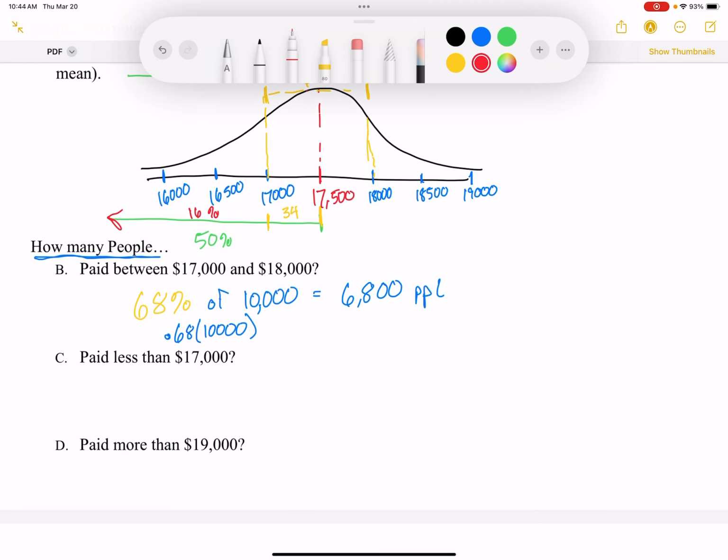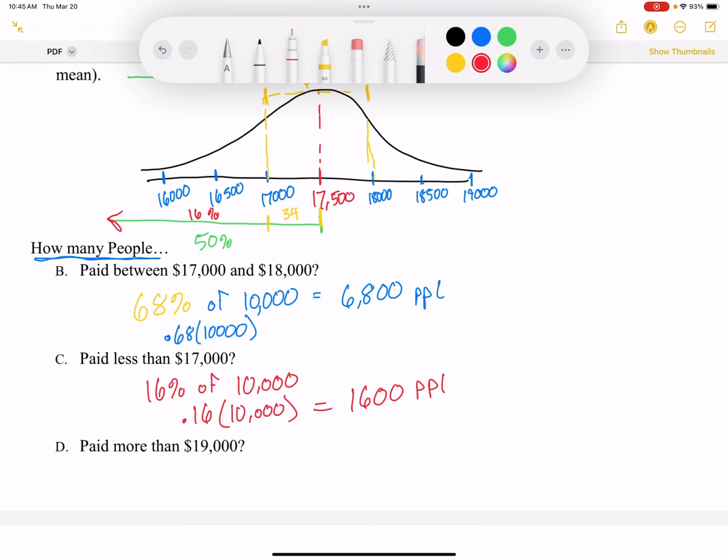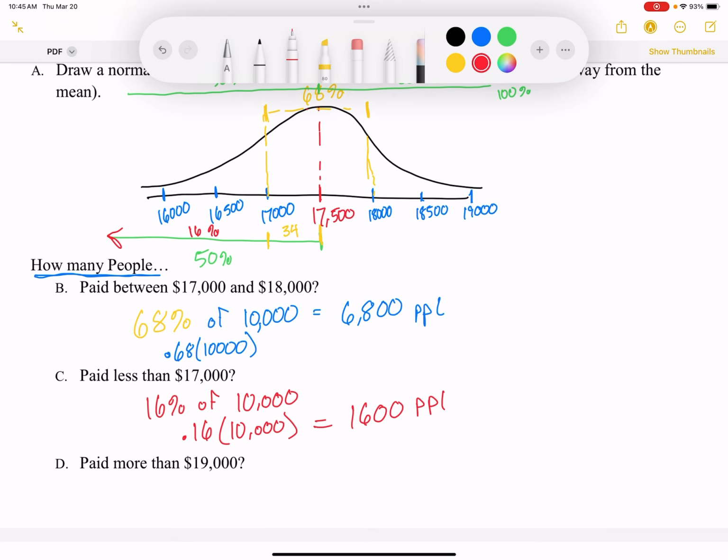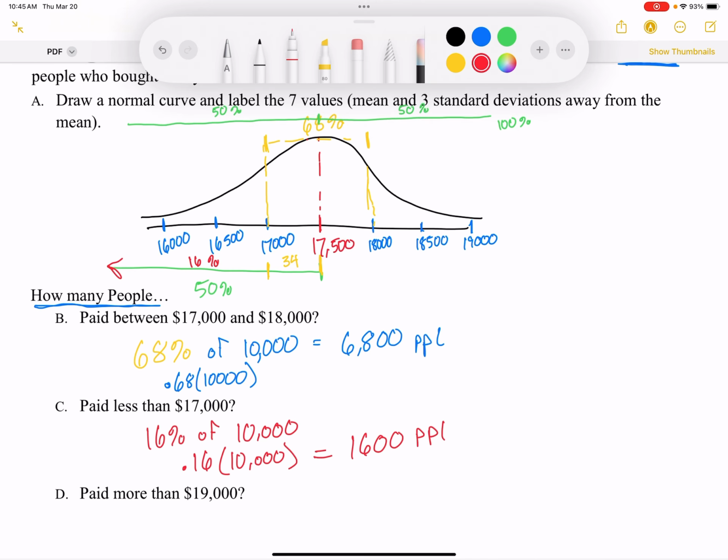So how many people paid less than 17,000? 16% of people did. Of the 10,000 people, which is 0.16 times 10,000, which is going to give you 1,600. 1,600 people. All right. It then says how many people paid more than $19,000.